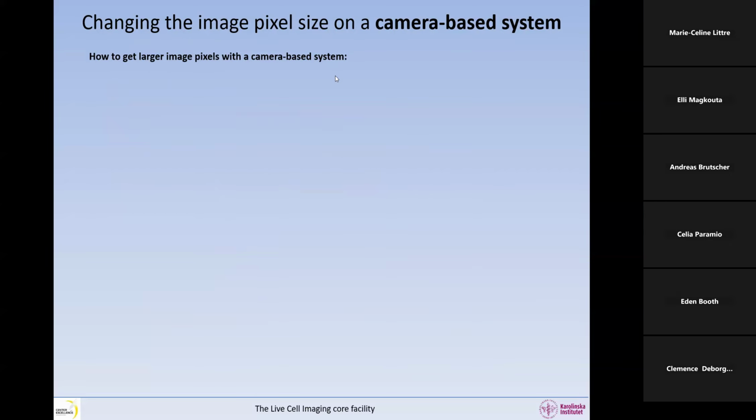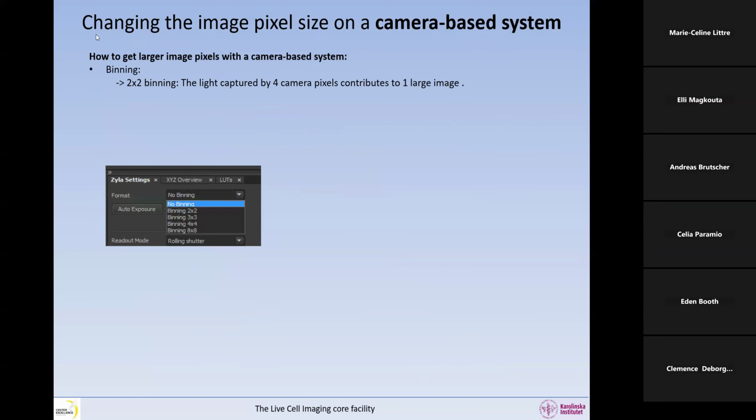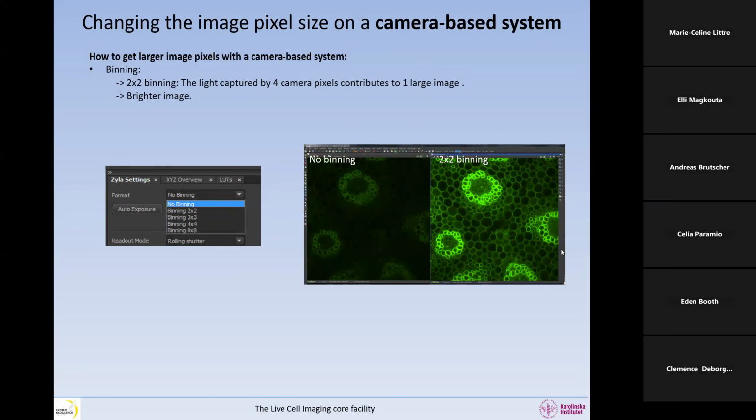So on a camera-based system, how can we change the pixel size if we don't have a magic button? We can get bigger pixels by binning. Binning in a camera means that if we choose 2x2 binning, we put 2x2 pixels, so 4 pixels, together to make one. So 4 camera pixels make one image pixel. This is called binning, and it means we have brighter images because we now have a big pixel, and we also have a lower resolution.